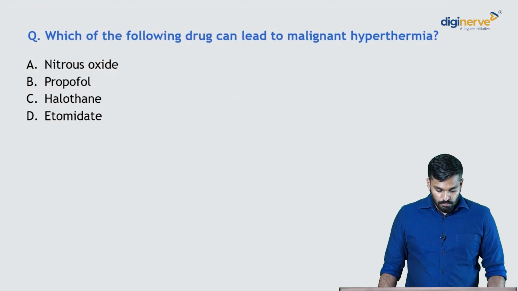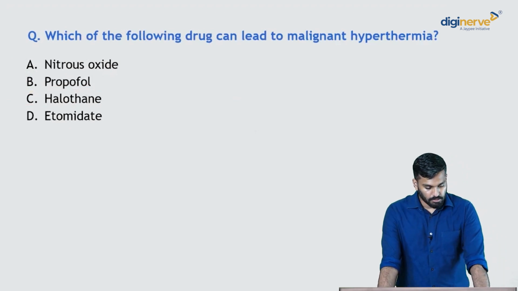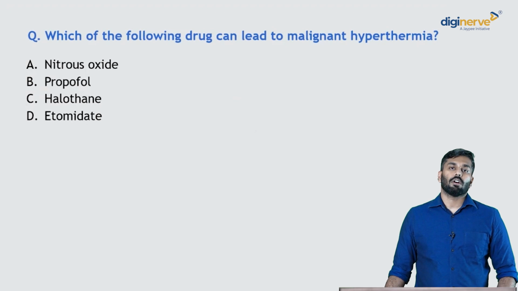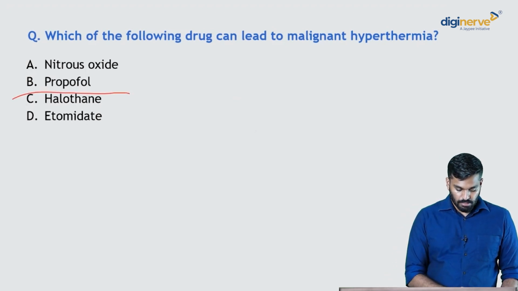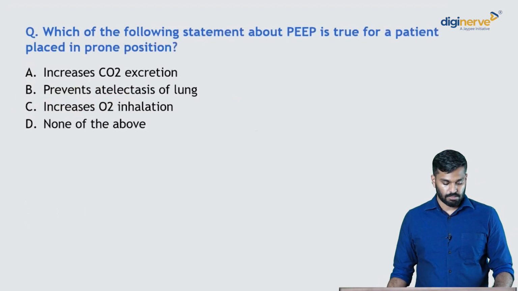Yes. Which of the following can lead to malignant hyperthermia? So it should be an inhalational agent or succinylcholine. So here the only option that's an inhalational agent is halothane, so it has to be halothane, option C.